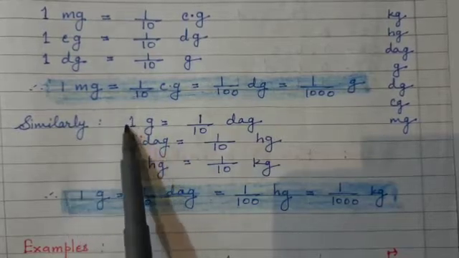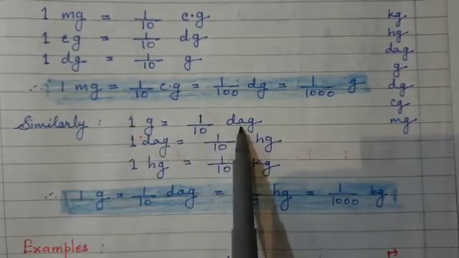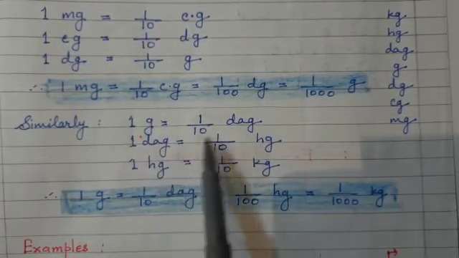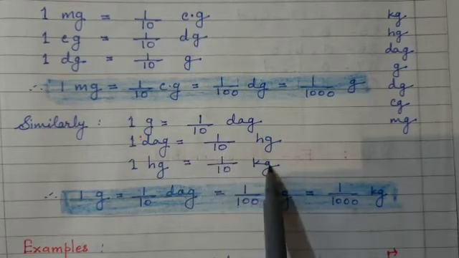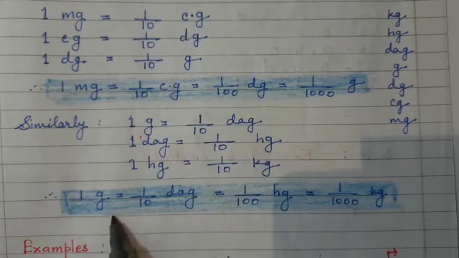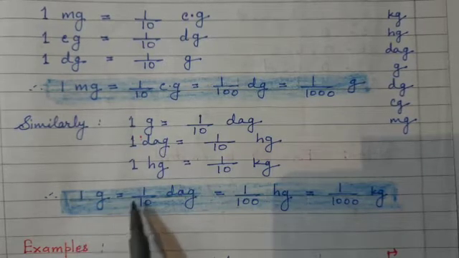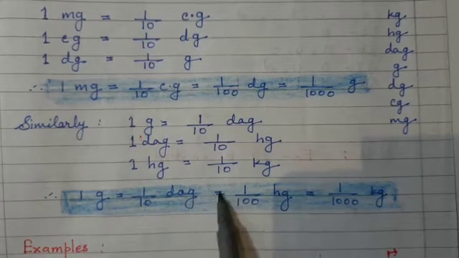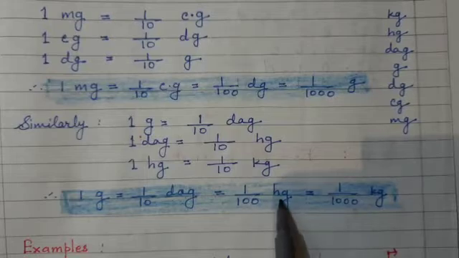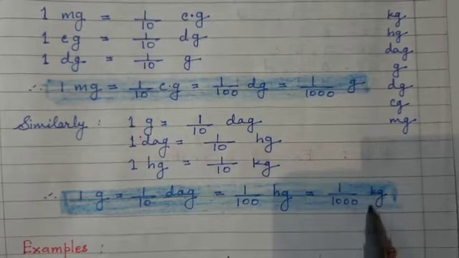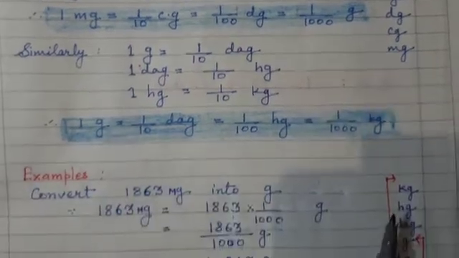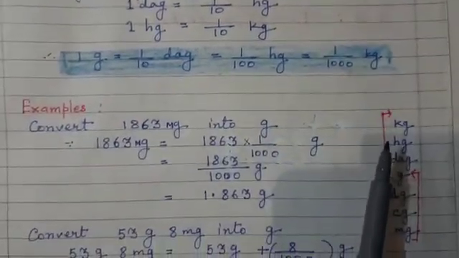Now see, 1 gram is equal to 1 upon 10 decagram. 1 decagram is equal to 1 upon 10 hectogram. 1 hectogram is equal to 1 upon 10 kilogram. And in this way, we can say that 1 gram is equal to 1 upon 10 decagram, is equal to 1 upon 100 hectogram, is equal to 1 upon 1000 kilogram. It will be more clear when we solve the example.